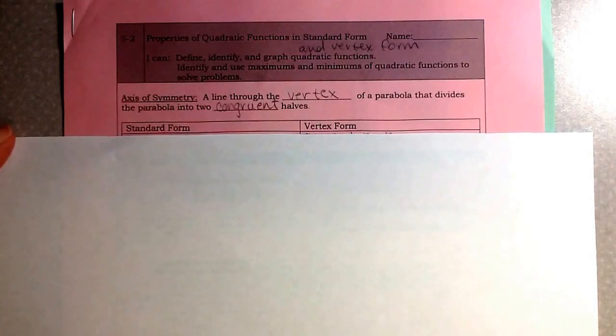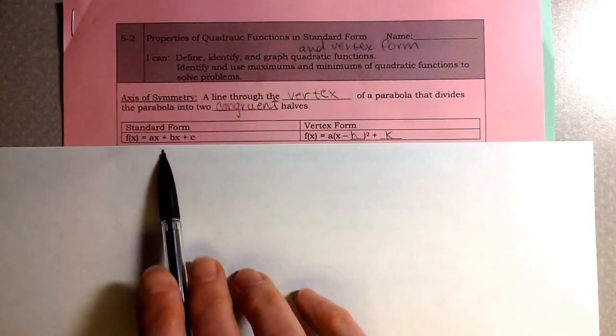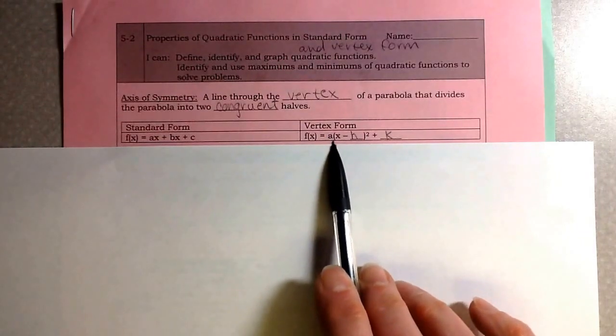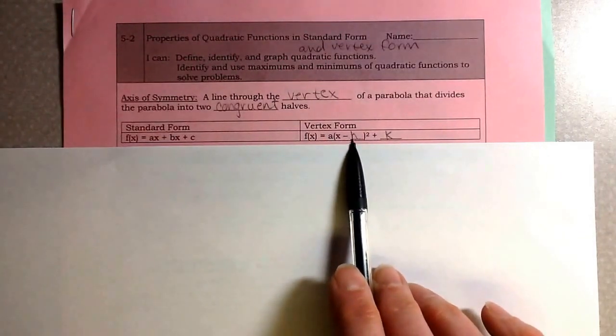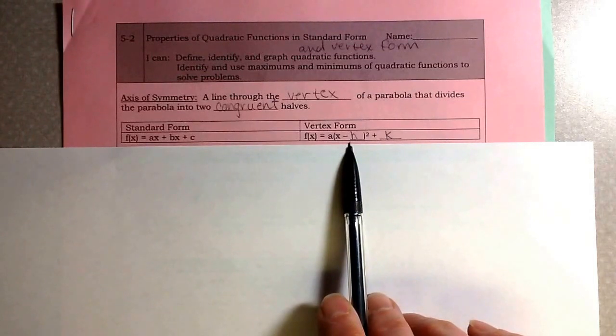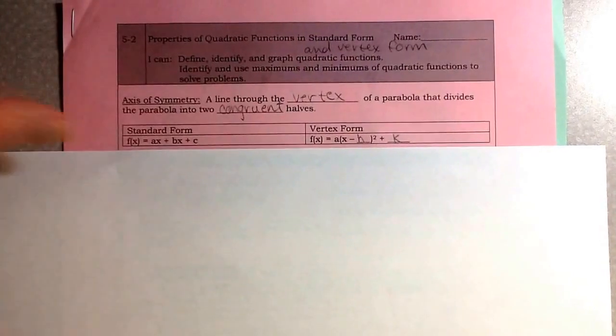Now I want you to look at the difference here between standard form and vertex form because you will be working with both of them. Yesterday you worked with standard form and today you're going to be working with vertex form and standard form. So here we have a, which represents your stretch or your compression, times x minus h, and h is going to represent your horizontal translation, and that gets squared, and then we add k, and that's going to represent your vertical translation.